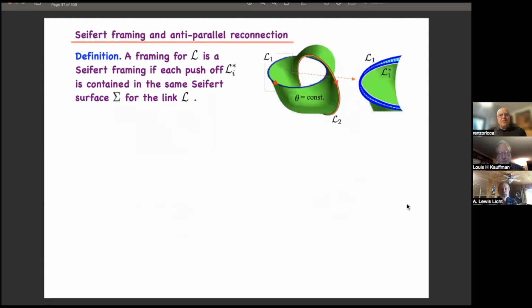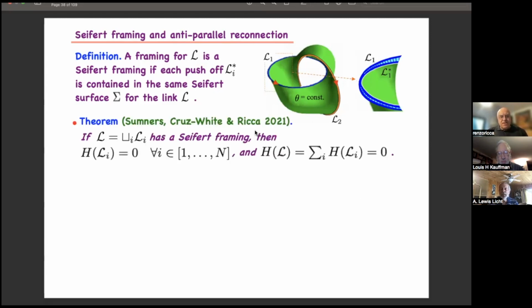This is a bit of a problem for defects because we deal with curves, essentially, where vorticity is, as I said, a delta Dirac function. And so we need to take care of this framing. We use a Zephyr framing, to be short. Framing for L is a Zephyr framing if we consider the push-offs contained on this surface, on the Zephyr surface.